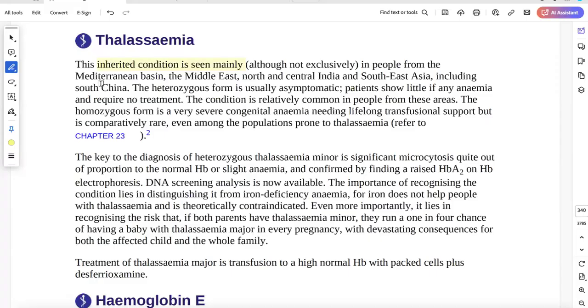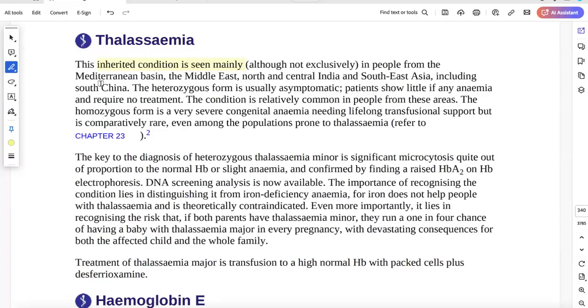In thalassemia patients, there might be two forms: a heterozygous form and a homozygous form. The heterozygous form is the carrier form and the homozygous is the main affected form. Because it is an autosomal recessive condition, to become thalassemia major, the child needs two defective genes, one from both father and mother.